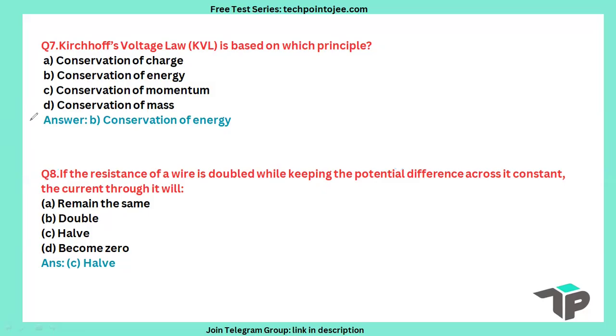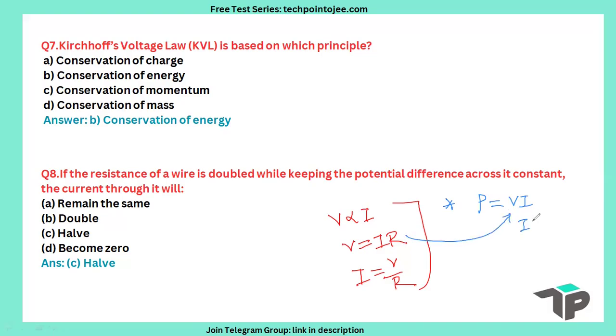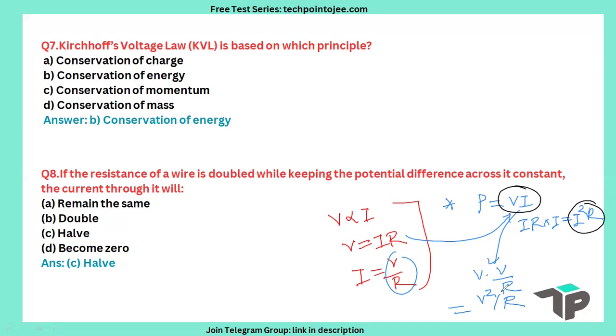Now let me briefly tell you a basic concept from Ohm's law: V is proportional to I, so V equal to I into R, so I equal to V by R. Also, the power formulas: power P equal to V into I. If in place of V we write I into R, it gives I square R. Similarly, in place of I we write V by R, so this is equal to V square by R. So the power formulas are I square R and V square by R. Depending upon the values given, we can use these formulas.